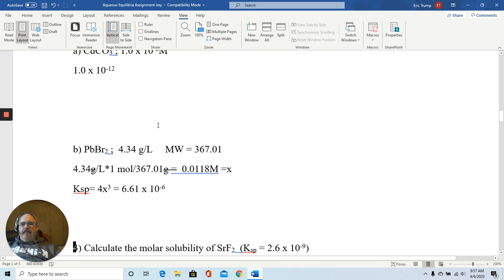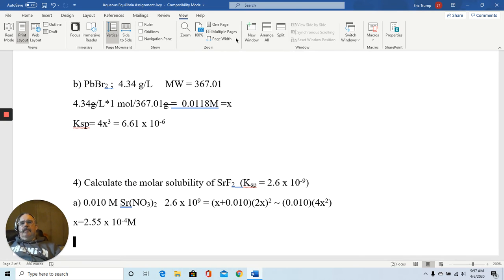For part B, we calculate the molar solubility first. We take 4.34 grams per liter times 1 mole divided by 367.01 grams. So grams divides out, and we end up with moles per liter, or molarity. So that is X.